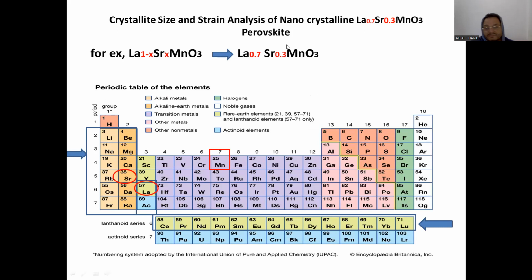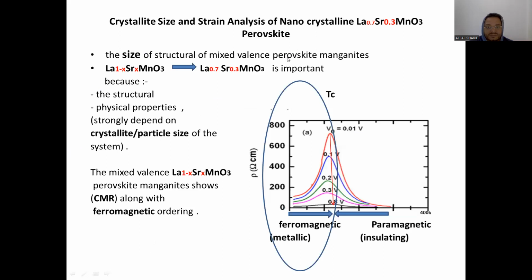Here the doping rate is 0.3. By that, 1 minus 0.3 will be 0.7. We have a condition like explained before: the total of these two numbers must be 1. Now let's talk about the size of structure of mixed valence perovskite manganite.